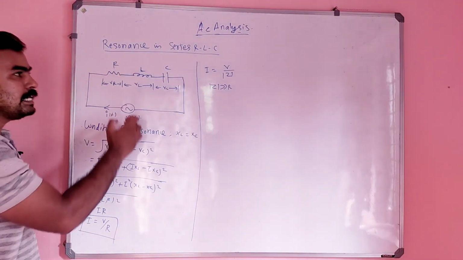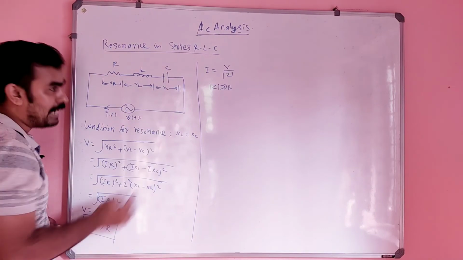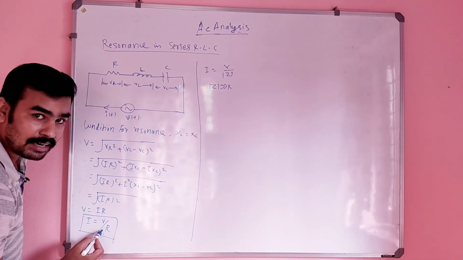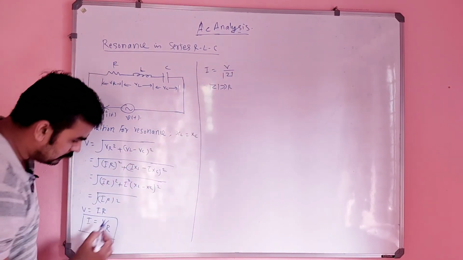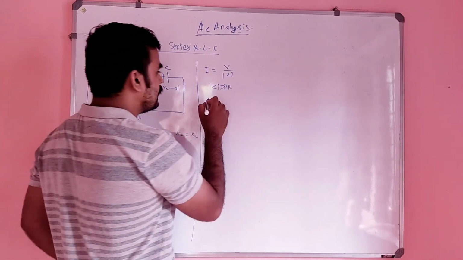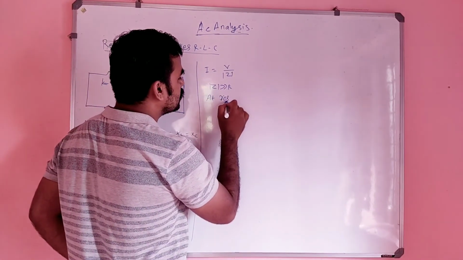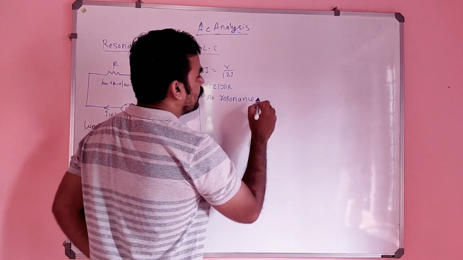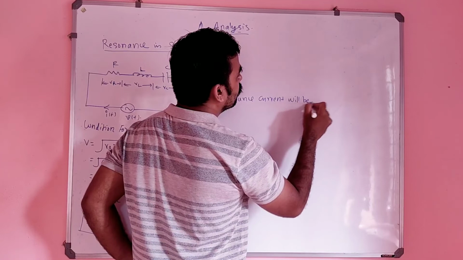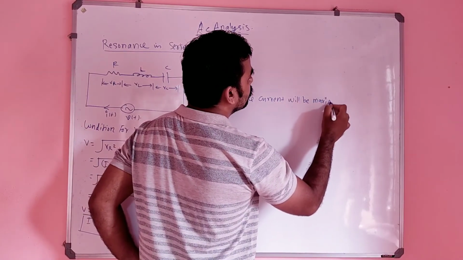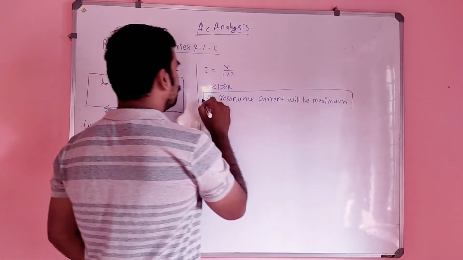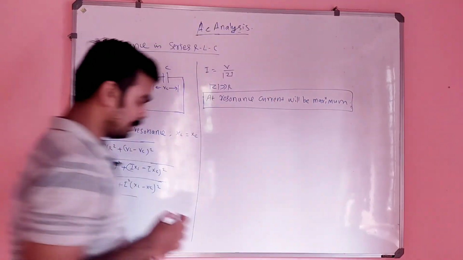So at the resonance condition, will the current be maximum or minimum? The current will be V by R, but here it is V by Z. So this I will be higher than this I. So at resonance, current will be maximum.